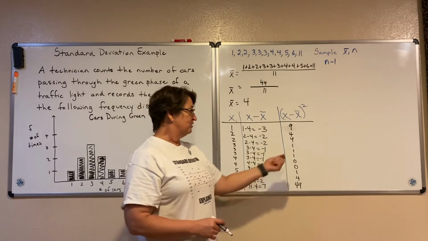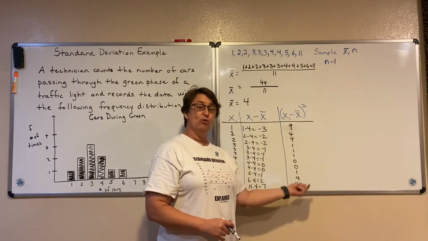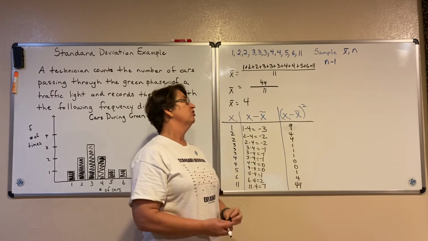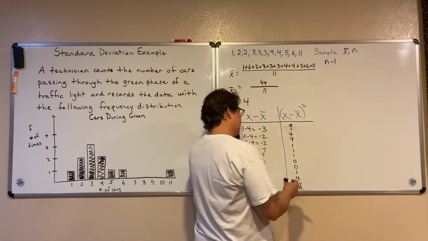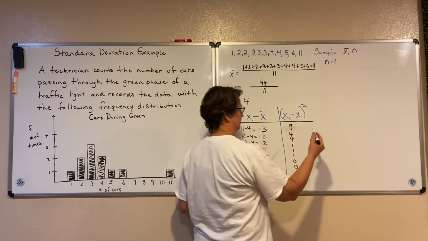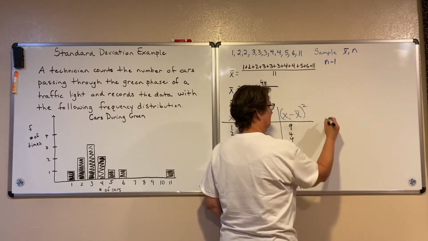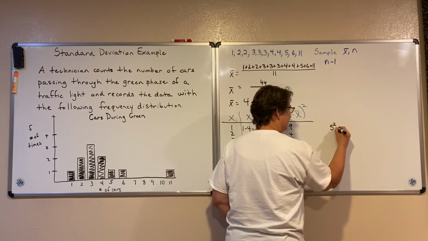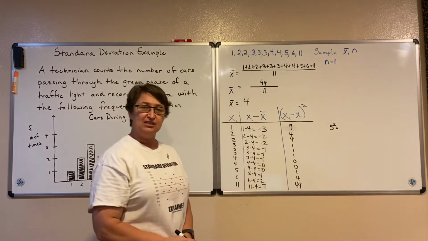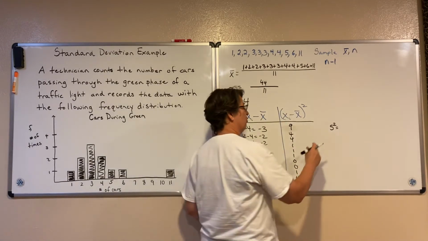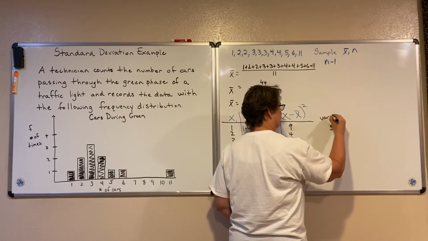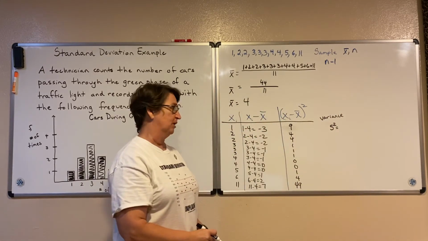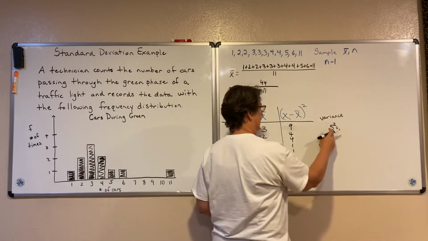Next, what we want to do is find the average of these. We want to find the mean of these squared deviations. I'm finding it from a sample. So when I find my variance, I use this s squared to show this is my variance of a sample. If it had been a population, then I would use a sigma. But since it's a sample, I'm going to use s squared.